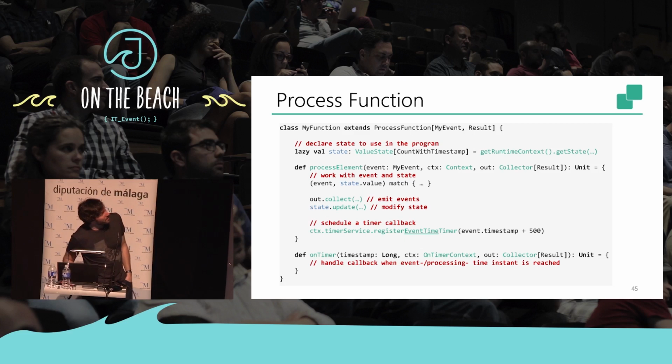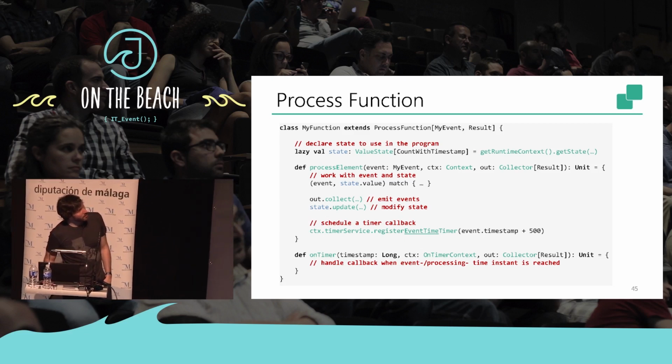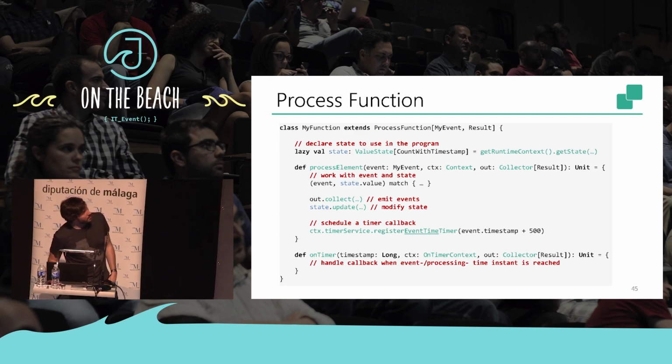Then there's the second part. This is processElement. This is something that reacts to every element invocation, and it gets the event, it gets a context which allows you to access state, access timers, register timers. And what you can then do is execute some code on your current event and the value of the state, collect and output some events, update the state, register some timers, and you can define callbacks for timers.